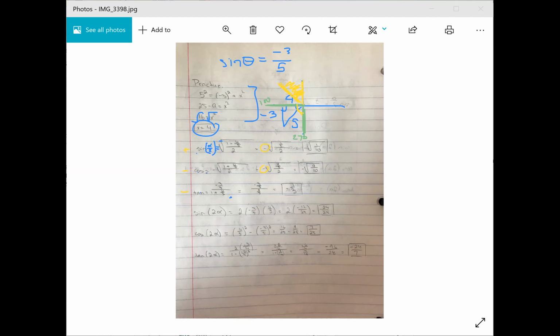So this should actually be a positive sign. Oh, wait. Yeah, sorry. Yes. So it's positive in the second quadrant. That's how you can determine that. And then from there, you can just proceed, and you just plug everything in. Are there any questions about how I got the sign?